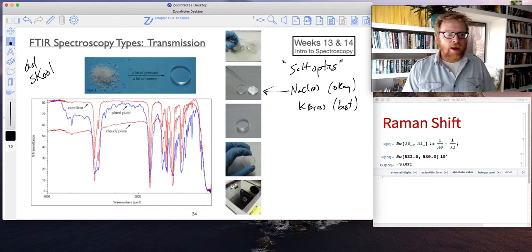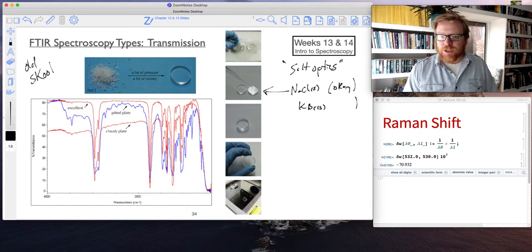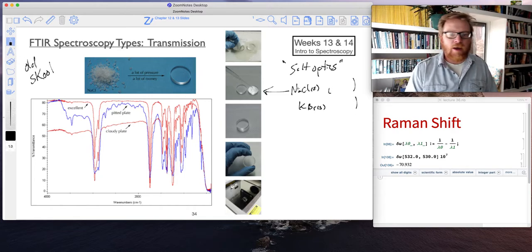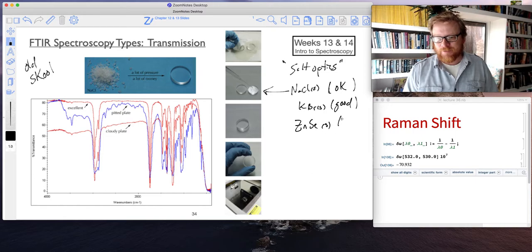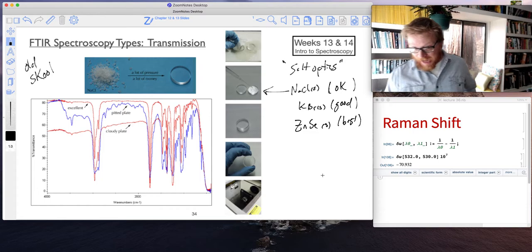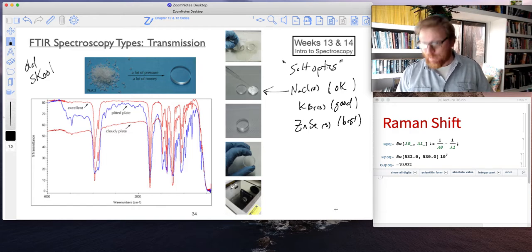I should say, let's do it like this. Sorry, I'm going to change my little qualitative. We'll say this is okay, this is good, and the piece de resistance, zinc selenide. That's the jam. Zinc selenide makes lovely salt optics, and it is chemically resistant to everything.